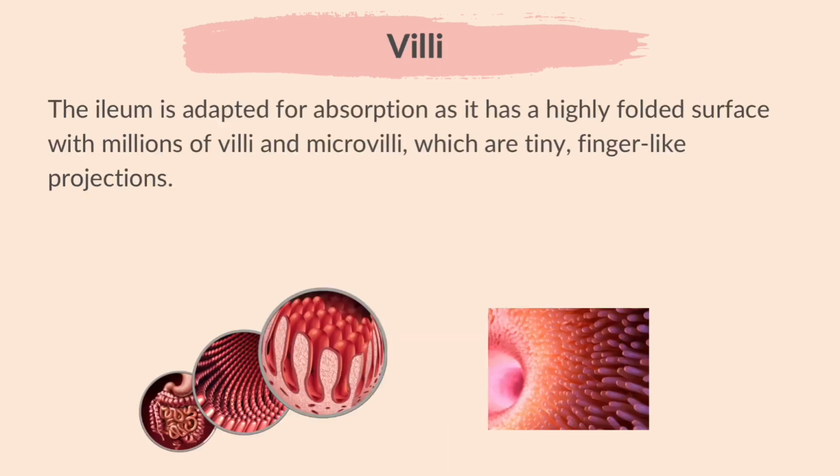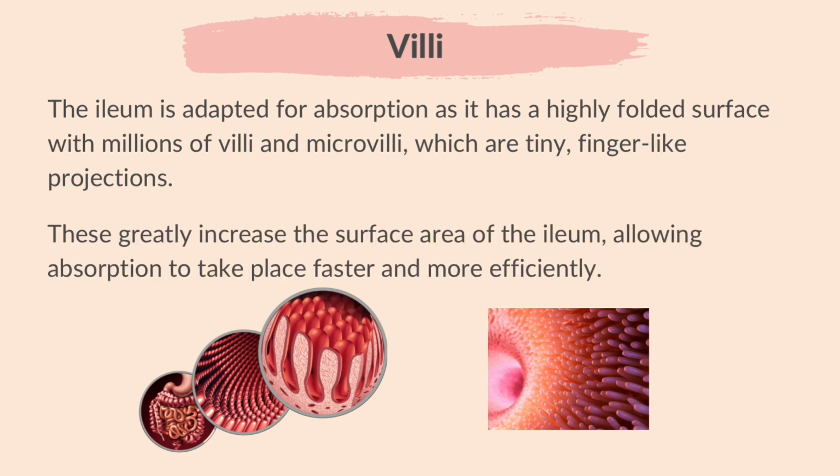The ileum is adapted for absorption as it has a highly folded surface with millions of villi and microvilli, which are tiny finger-like projections. These greatly increase the surface area of the ileum, allowing absorption to take place faster and more efficiently.